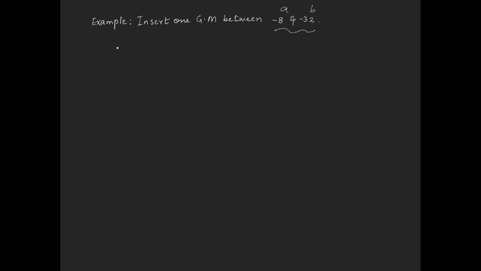So for the geometric mean, A is given as minus 8 and B is minus 32. So the geometric mean is equal to plus minus the square root of minus 8 multiplied by minus 32. This would be 256 under the square root. Now plus minus, what is the square root of 256? That is 16. You can calculate it easily.